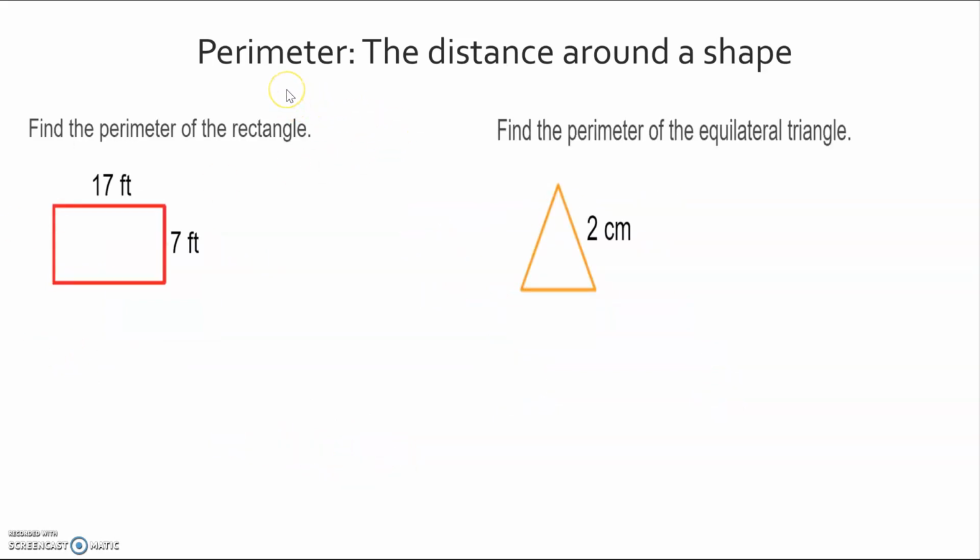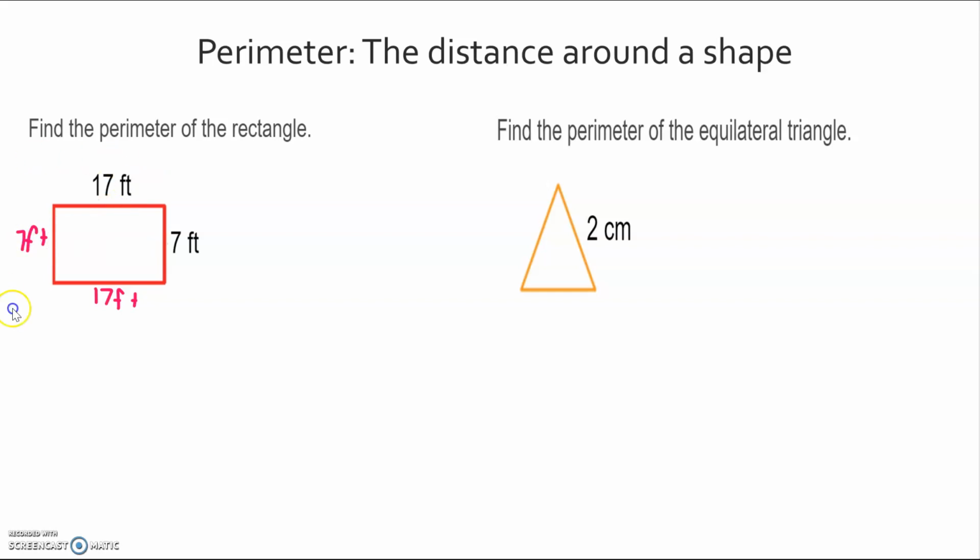Remember, perimeter is the distance around a shape. So when finding the perimeter of a shape, I add all of the different measurements around the shape. So in a rectangle, it's different from a square because we have sides that are different lengths. So if this is 17 feet, this one is going to be 17 feet. But this one is not going to be 17 feet because remember, a rectangle has 2 sides that are the same length and 2 opposite sides are also the same length. So if this is 7 feet, that means that this is also 7 feet.